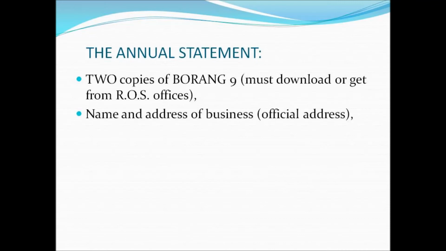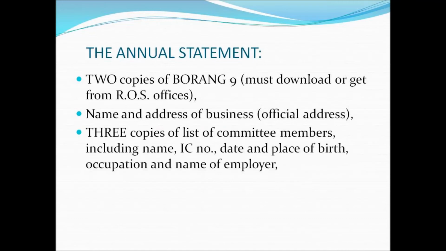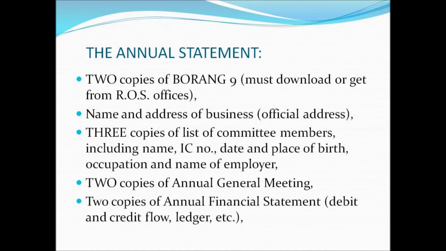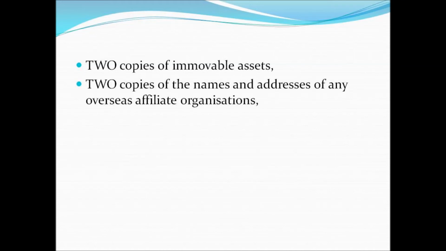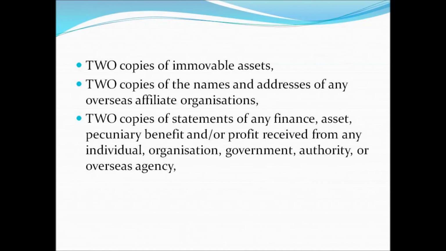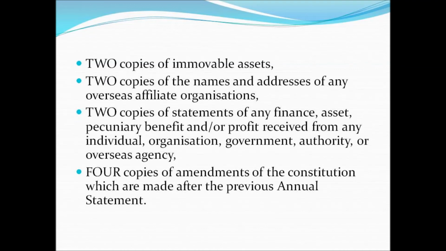Name and address of business, which is the official address. 3 copies of list of committee members, including name, IC number, date and place of birth, occupation and name of employer. 2 copies of annual general meeting. 2 copies of annual financial statements, stuff like that. 2 copies of immovable assets, which we don't have. 2 copies of the names and addresses of any overseas affiliate organizations. We don't have any. We don't even have any local affiliate organizations. 2 copies of statements of any finance, assets, pecuniary benefits and or profit received from any individual, organization, government, authority, or overseas agencies. We don't have any. 4 copies of amendments of the constitution, which are made after the previous annual statement. This would be the first one, so we won't have any of this.